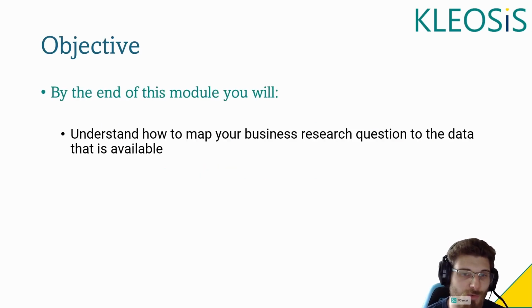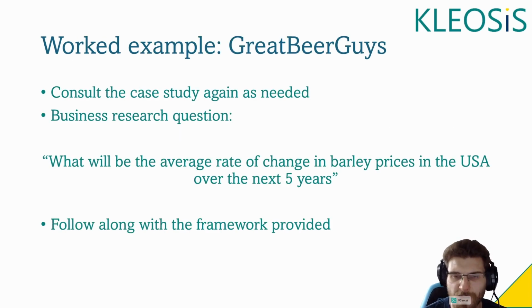So in the last module, we saw some economic data sources, and we saw how the economic data is constructed and how you might use it. And if you remember back to the first module, we looked at what your business needs might be. So this module is all about mapping what we looked at last module to what we looked at in the first module. By the end of this module, I want you to understand how we do that mapping. We're going to be using the Great Beer Guys case study again. The case study is linked at the bottom of the course notes.